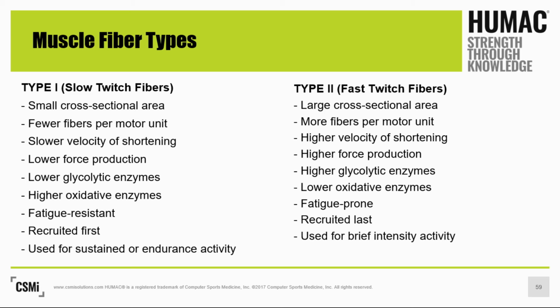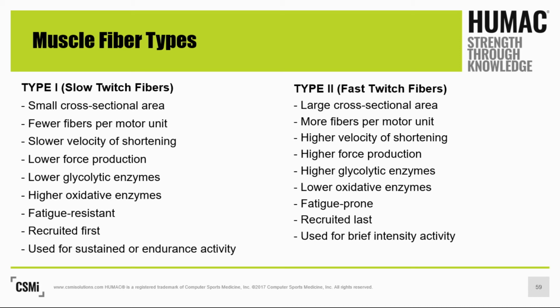Type 2, on the other hand, are larger, have more fibers per motor unit, and have a faster contraction speed. They produce more force, but they fatigue easily. And we only use these fibers when the load of the exercise or task is heavier than what the type 1 fibers can handle, so they're recruited last as the difficulty increases.